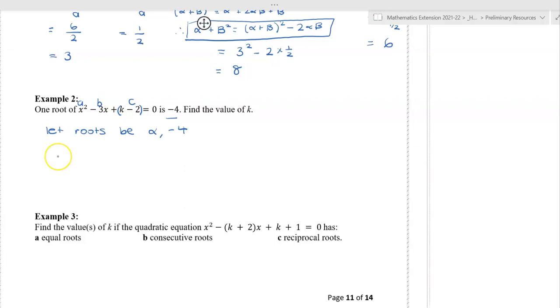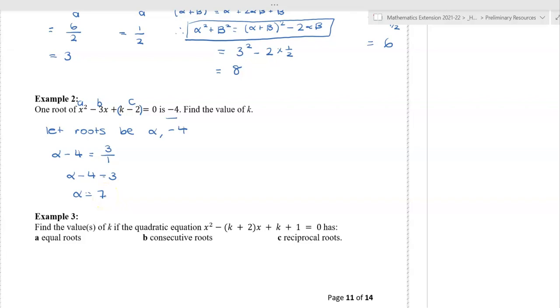Okay, we also say, all right, don't know what to do, so I'm going to say the sum of the roots first is -b. So -3 on A. A is 1. Alpha minus 4 is 3. So I can see that alpha is 7.